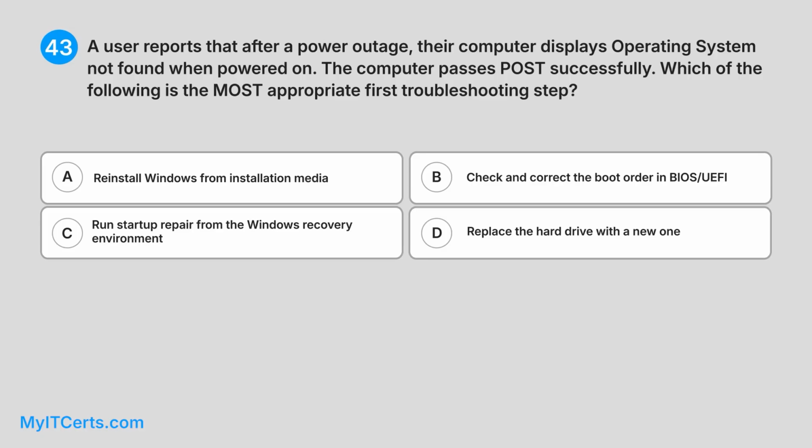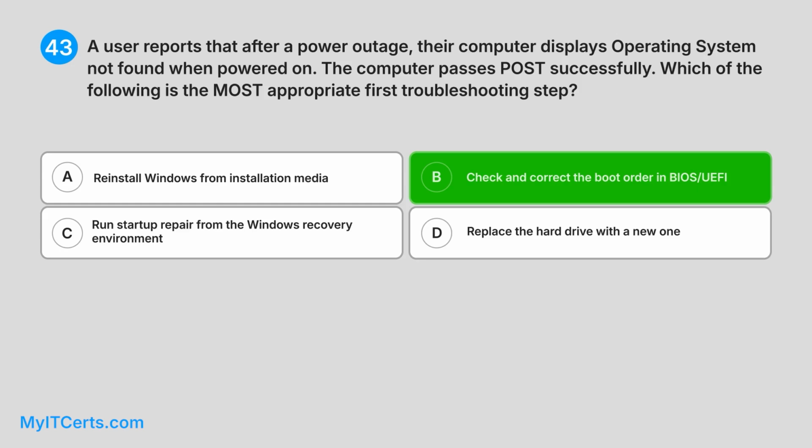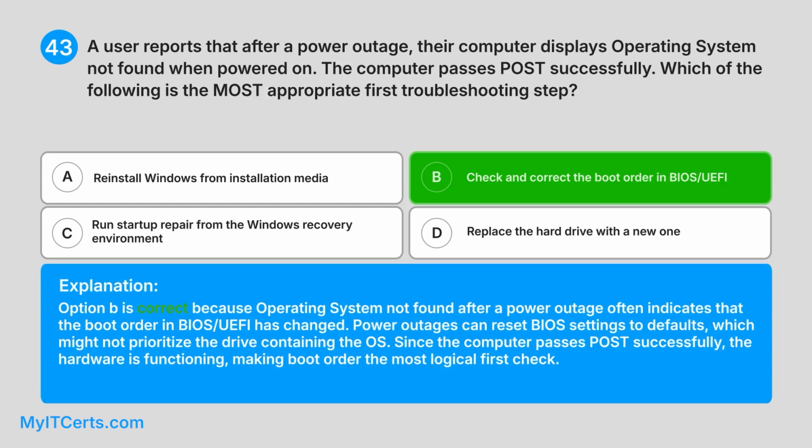Correct answer. B. Check and correct the boot order in BIOS/UEFI. Explanation. Option B is correct because "operating system not found" after a power outage often indicates that the boot order in BIOS/UEFI has changed. Power outages can reset BIOS settings to defaults, which might not prioritize the drive containing the OS. Since the computer passes POST successfully, the hardware is functioning, making boot order the most logical first check.